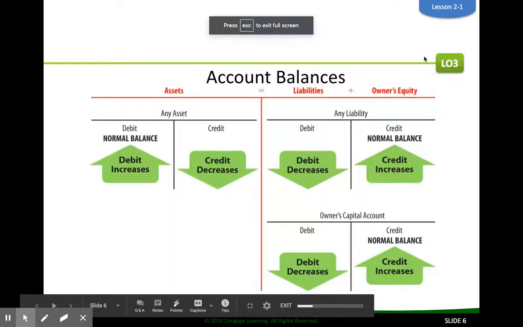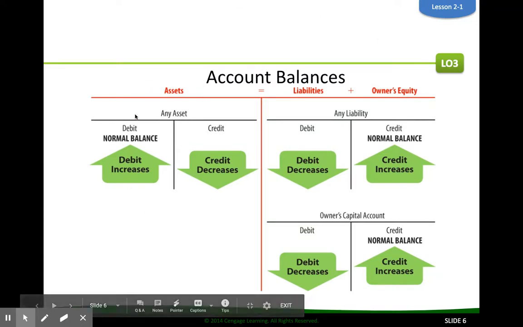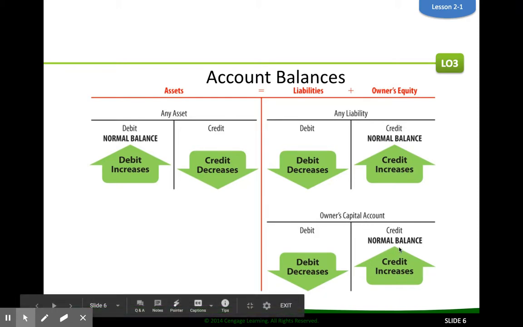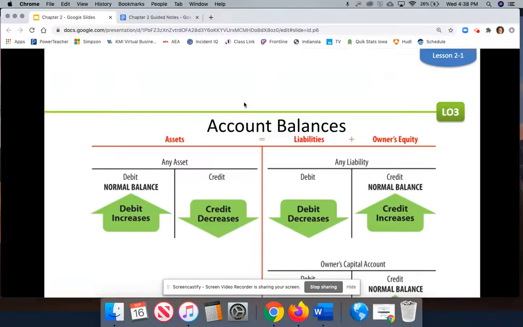So this is a good visual that will help you fill out. It shows here that our assets are on the left side of the equation. They have a normal balance on the left side, or the debit side. On the right side of the accounting equation, we have liabilities and owner's equity. Liabilities increase with a credit. Owner's capital account, our owner's equity account, increases with a credit. So you should have enough to complete your note guide.